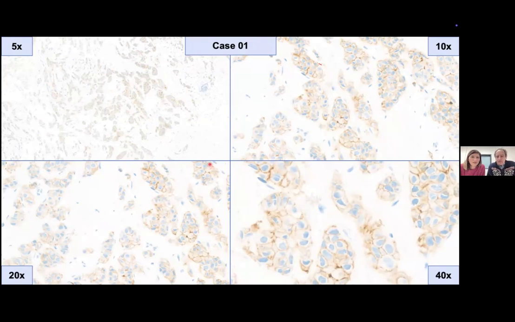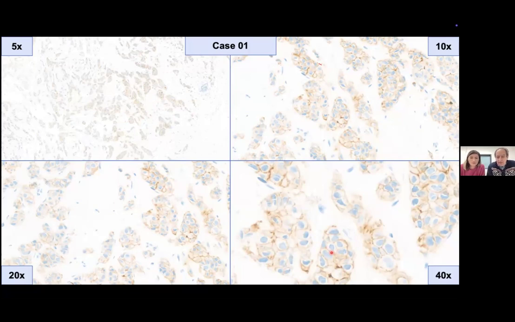Let's do this together for this case. At times 5, I see brown, but not much. I don't think I see lines, so no strong staining. At times 10, I see lines. This is a moderate staining intensity. Are they circumferential? No. It's not 2+. I'm going to look at it a little more at higher power, but clearly it's not circumferential. It's clearly more than 10% of the cells, so this case will be 1+ for me.